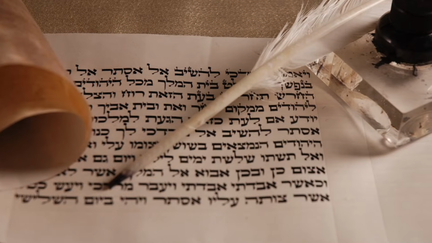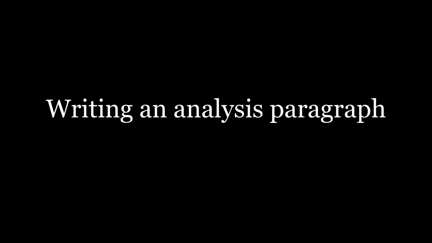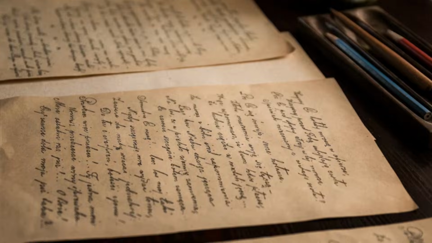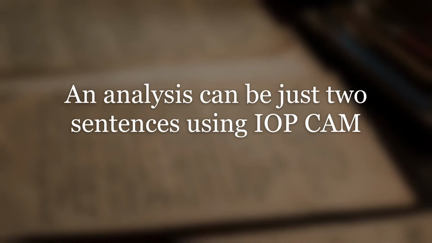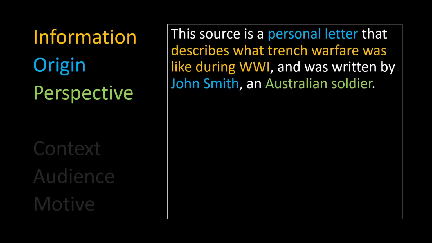Once you've answered these 6 questions, you are ready to write your full source analysis. So, how do you write a source analysis? A source analysis is usually a short paragraph that demonstrates all of the knowledge that you have discovered about the historical source. A simple source analysis can be written in just 2 sentences using the IOP CAM acronym from before. In the first sentence, mention the IOP part of the acronym, which is information, origin, and perspective. For example, this source is a personal letter that describes what trench warfare was like during World War I, and was written by John Smith, an Australian soldier.